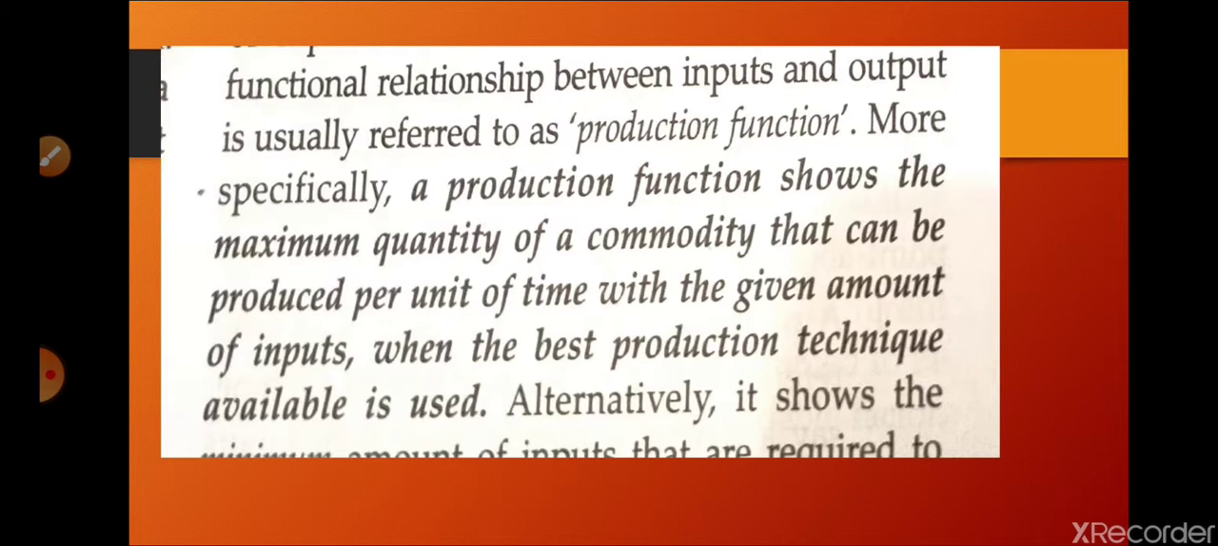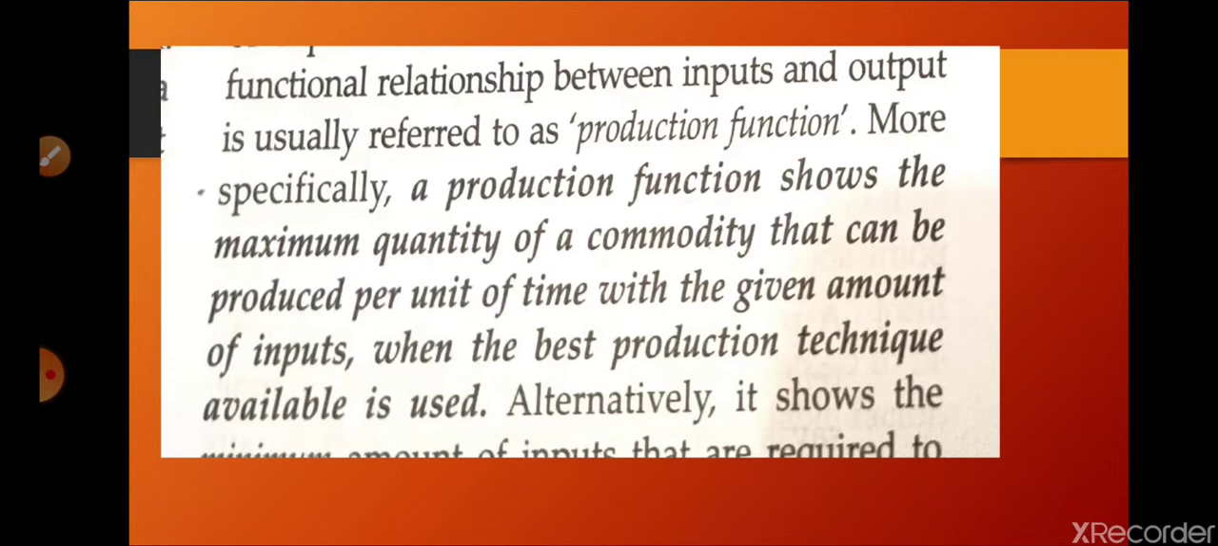So what are the factors of production? Already we have discussed them in class 11th. I told you that these basic concepts you have to remember in class 12th. Production contains important factors of production: land, labor, capital, and entrepreneur. These play a very important role. So the production function is the relationship between the output and the factors of production.